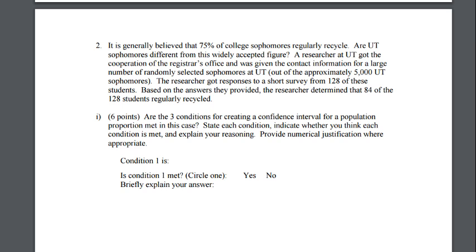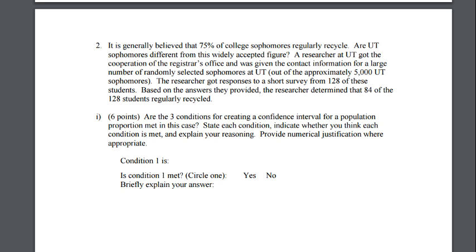So we went around asking UT students if they recycle, and we specifically asked sophomores. It is believed that 75% of them recycle, and we have 5,000 sophomores at UT. So we went out and researched 128 of them and found that 84 of them said they recycle regularly. And those are the key numbers we need. We also need to know that we randomly selected these individuals, which is very important for one of our conditions. And as the problem states, they were randomly selected from UT sophomores.